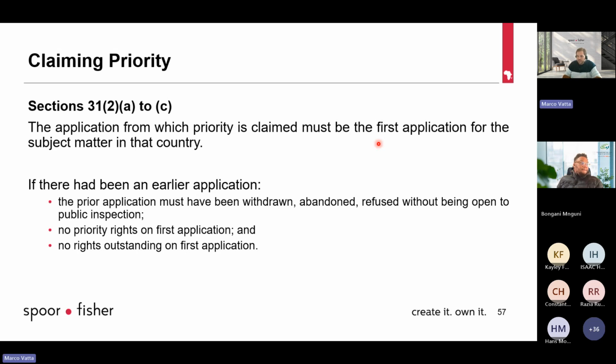It's very important to note that the application from which priority is claimed must be the first application for the subject matter in that country. If there is an earlier filed application relating to that invention, that prior application must have first been withdrawn, abandoned, or refused without going open to public inspection. Otherwise, you will have lost your novelty to that invention. There must be no priority on that first application, and there must be no further rights outstanding where there is still the possibility of entering those applications into the various countries.